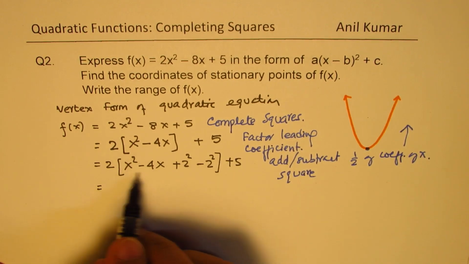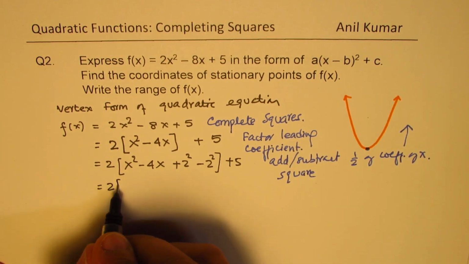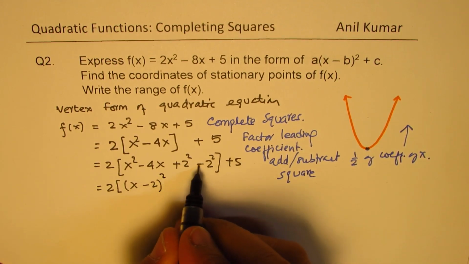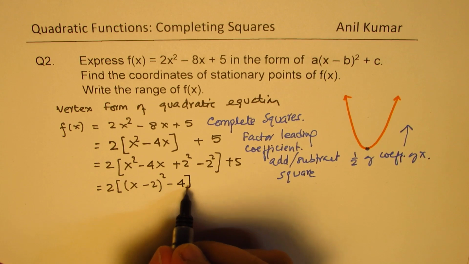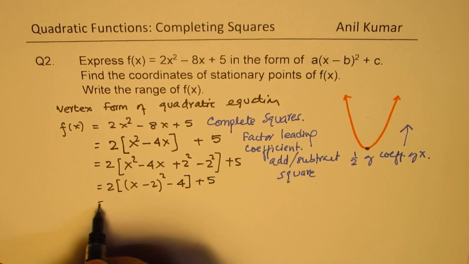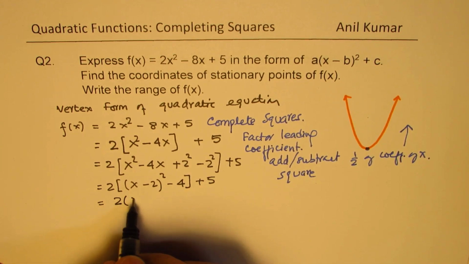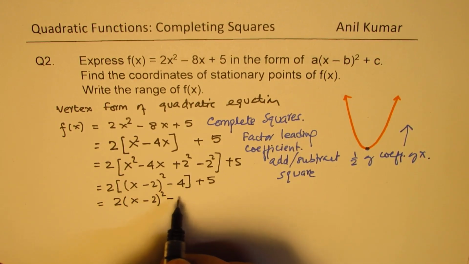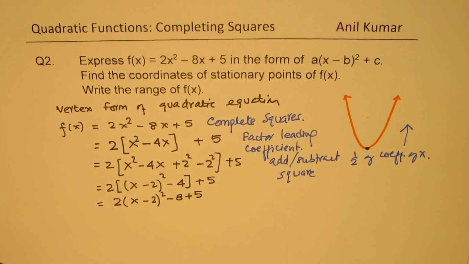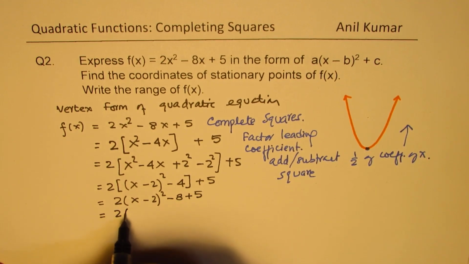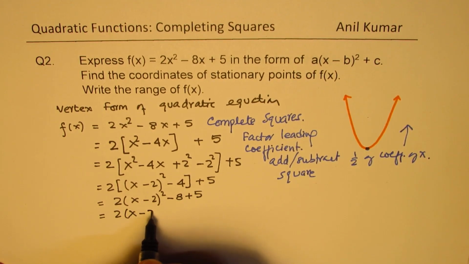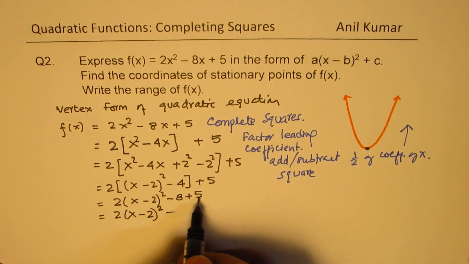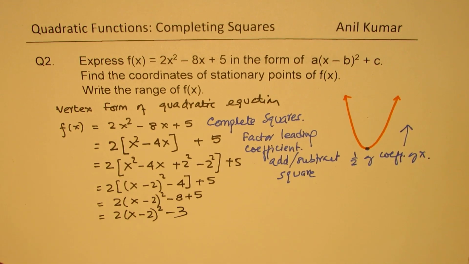So now we get these three terms as a perfect square. So I could write this as x minus 2 whole square. And this minus 2 square is minus 4, right? Now we need to open the bracket and multiply by 2. You get x minus 2 whole square, and 2 times minus 4 is minus 8, plus 5. Do you see that? And now we can finally write our answer in the vertex form, which is 2 times x minus 2 whole square, minus 8 plus 5 is minus 3. Is that clear to you?